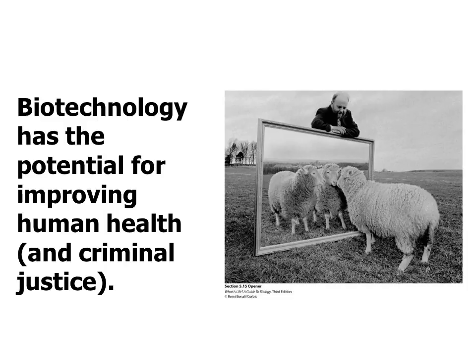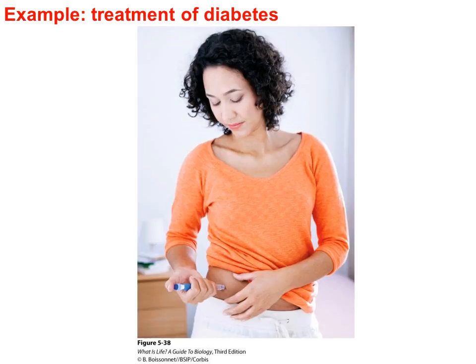Biotechnology is not just important for agriculture, it has the potential for improving human health and also the criminal justice system. We won't go into that last part, but that's the last section in your book for the chapter. One example is the treatment of diabetes. Diabetes is a chronic disease in which the body cannot produce the chemical insulin. You need insulin to break down sugar in your blood. Complications from diabetes include vascular disease, kidney damage, and nerve damage.